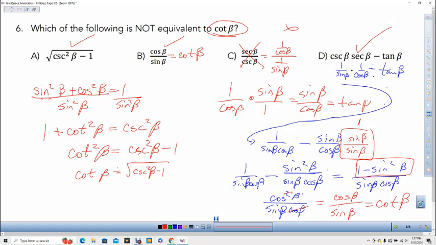So the only one that did not work out would be C. So that's the answer we're looking for because it's not equivalent. All right, hope that helped a little bit.